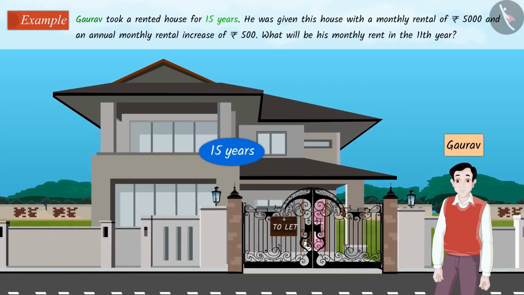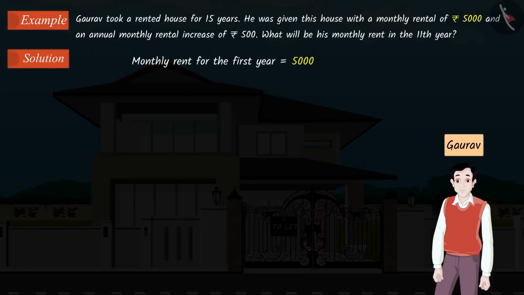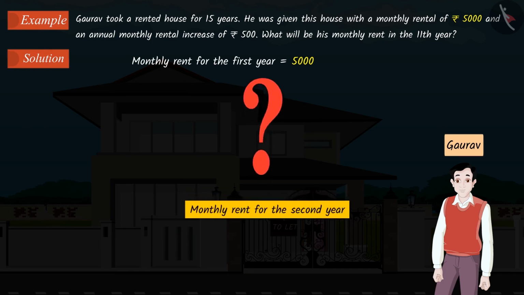Gaurav took a rented house for 15 years. He was given this house with a monthly rental of Rs 5,000 and an annual monthly rental increase of Rs 500. What will be his monthly rent in the 11th year? The monthly rent for the first year will be Rs 5,000. Can you find the monthly rent for the second year?